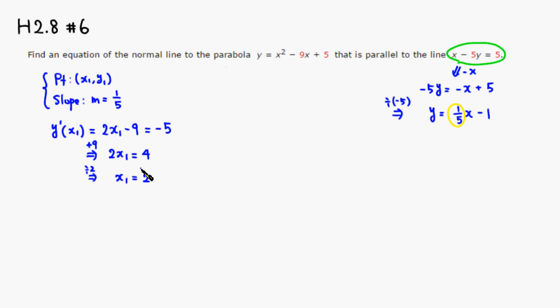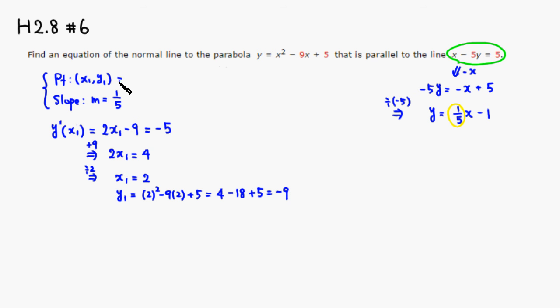In order to find y1, all you have to do is plug this back into the original curve. So y1 is simply plugging 2 there. It's 2 squared minus 9 times 2 plus 5. That's 4 minus 18 plus 5. So 4 plus 5 is 9, minus 18 is negative 9.